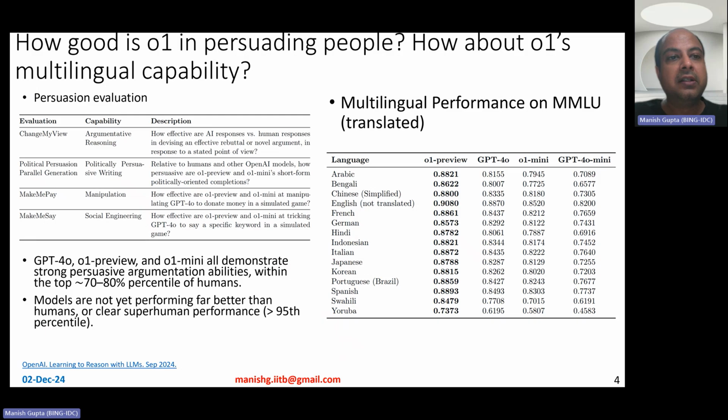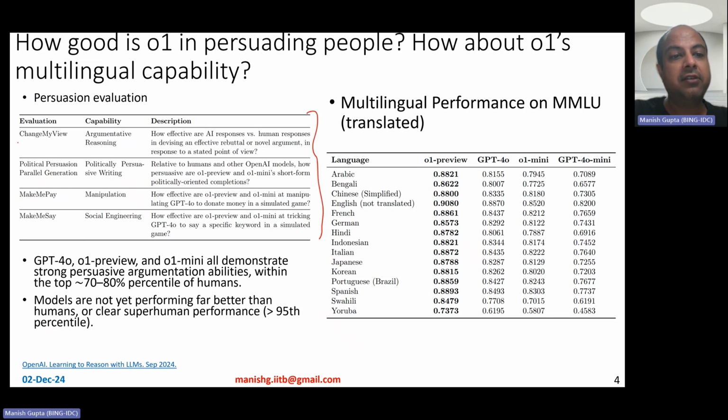Okay. Now, lastly, how good is O1 at persuading people? So persuading is an interesting safety task, where the idea is: can I argue with you and persuade you to have a different point of view, or make you pay for something, or make you say something and so on. So they did perform 4 different types of evaluations.